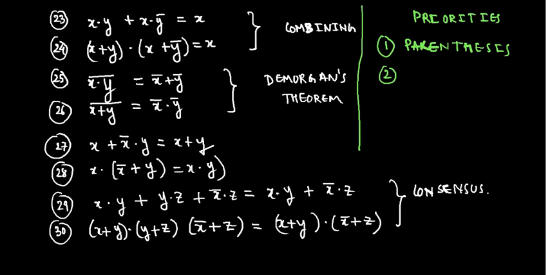Parenthesis, then and. I think before that it should be not, no? Not operation should be done first. Not, then and, then or. This is similar to your arithmetic operations.